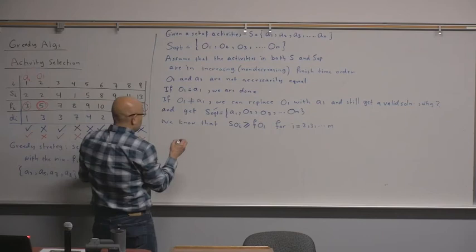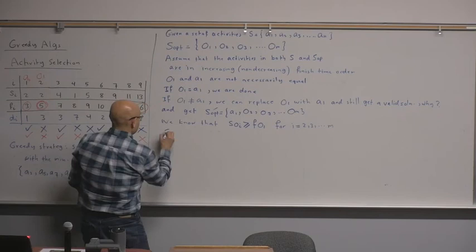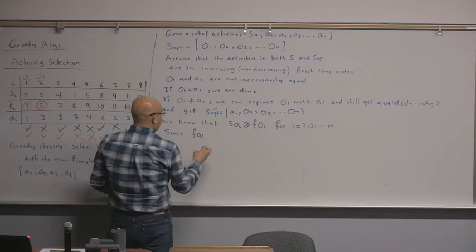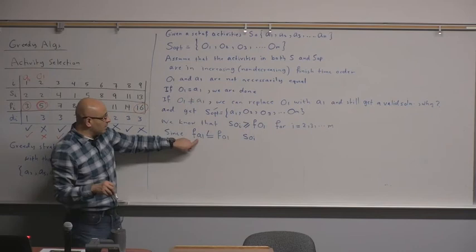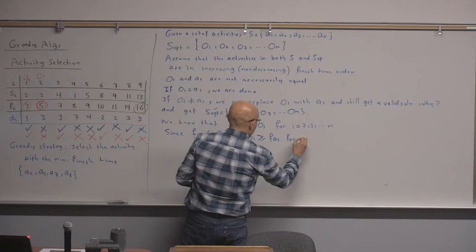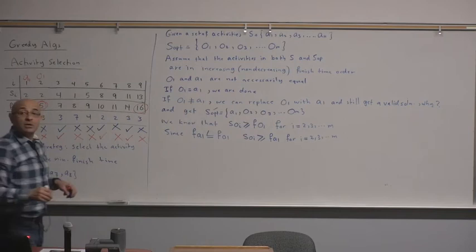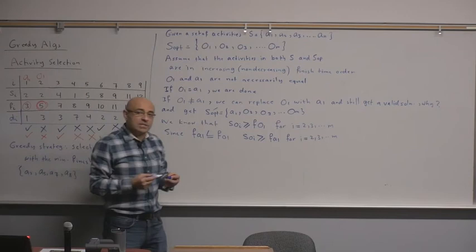So since the finish time of A1 is less than or equal to the finish time of O1, and we know that the start time of Oi is greater than or equal to the finish time of O1, we know that the start time of Oi is greater than or equal to the finish time of A1 for i equals 2, 3 through m. Okay, so the whole point is that if you have an optimal solution that starts with O1, you can always replace it with an optimal solution that starts with A1, which is the activity with the minimum finish time.